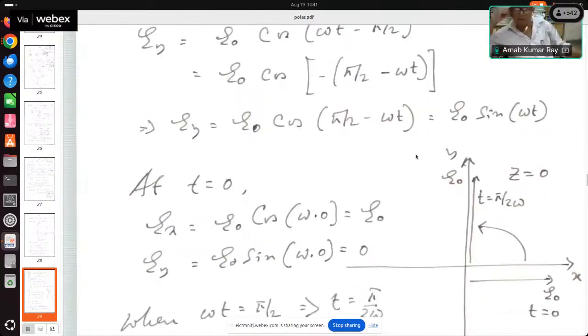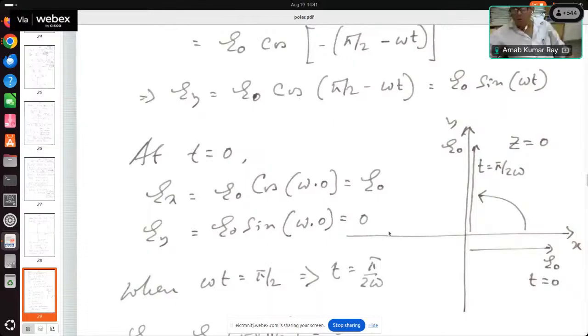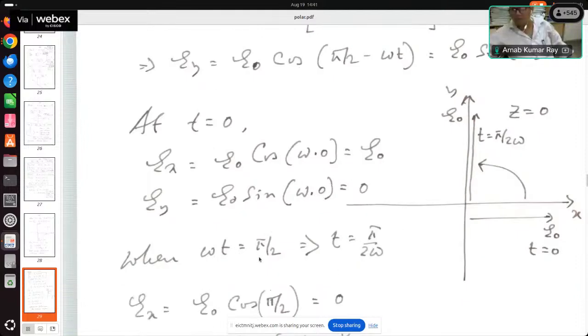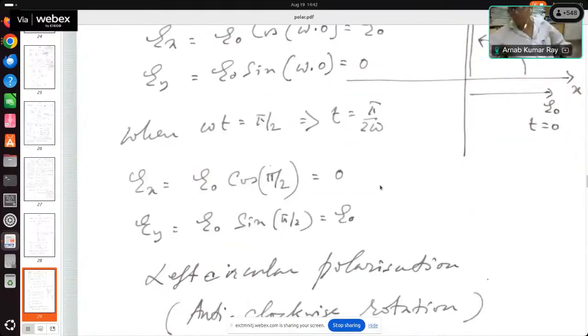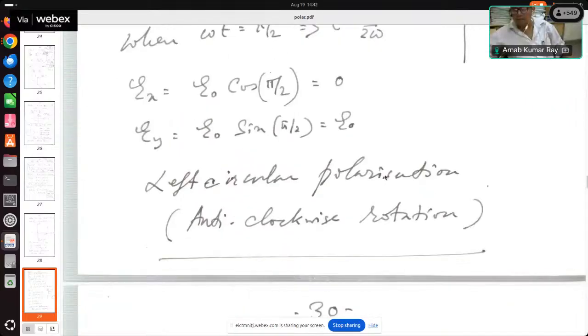Again, the same argument you can offer. At t equal to 0, Ex will be equal to E naught and Ey will be equal to 0. So at t equal to 0, Ex is E naught, Ey is 0, you are here on this line. When t is equal to pi by 2 omega, or omega t is equal to pi by 2, then Ex will be equal to E naught cos 90 degrees. Ex will come down to this point, 0 it will become, and Ey will be equal to E naught sine 90 degrees, and that will be this. This is the angle. So this is the case of left circular polarization, anti-clockwise.